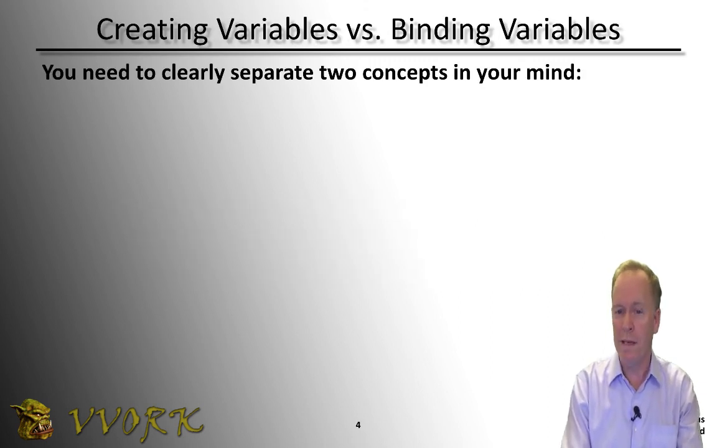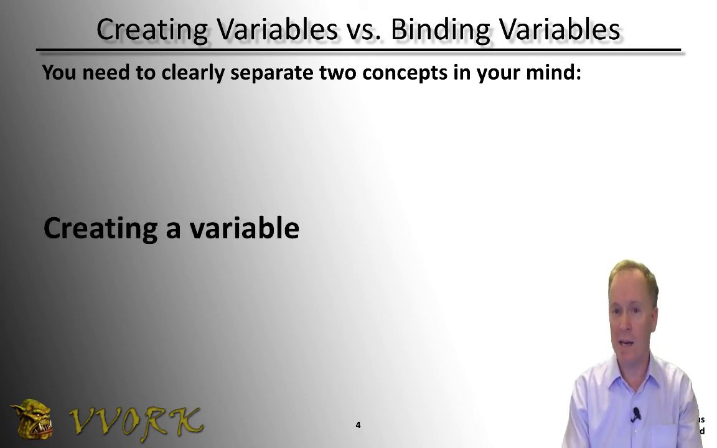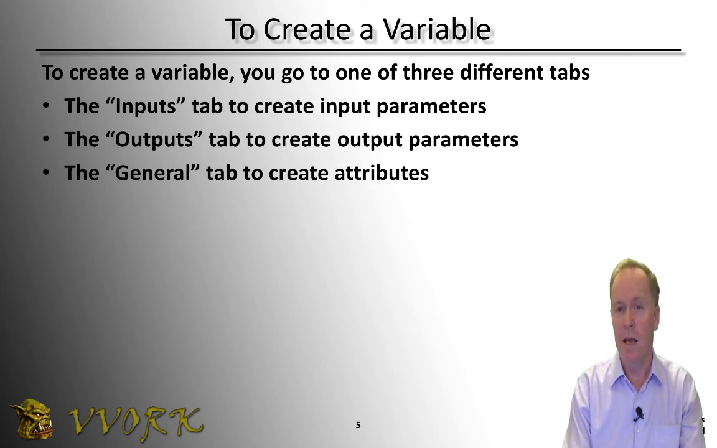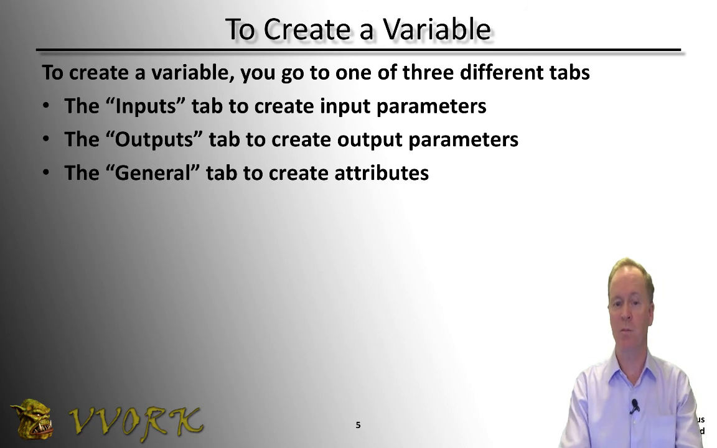Now, one of the things that you need to do is to clearly separate in your mind two different concepts. The first concept is creating variables. Creating a variable is not the same thing as binding to a variable. So right from the start, think of those as two separate things. They both involve variables, but they're two different acts. So let's tackle the create variable part.